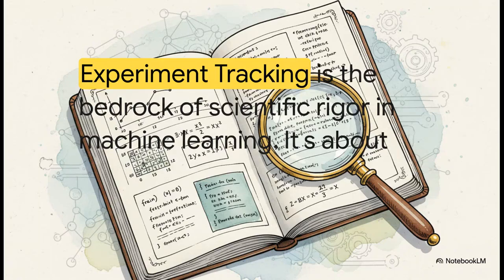First up is experiment tracking. Honestly, this is the bedrock of doing machine learning like a science. It's the simple but incredibly powerful idea of systematically recording everything about every single training run you do, no exceptions.